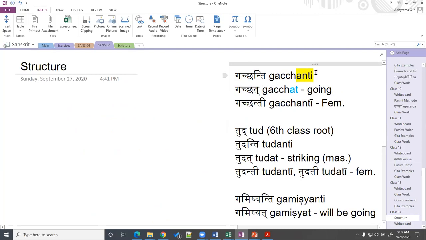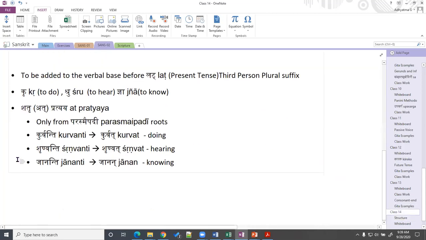But why do I not then, even for shortcut, use gachati and then from there just remove the ikara in the end and make it gachat? It seems simple. For most verbs which we have studied, that will work. But for some verbs, it will not work. I'll give you the example of kurvanti. So kurvanti would become kurvat, doing. But if I take the singular karoti, then I cannot make it kurvat.